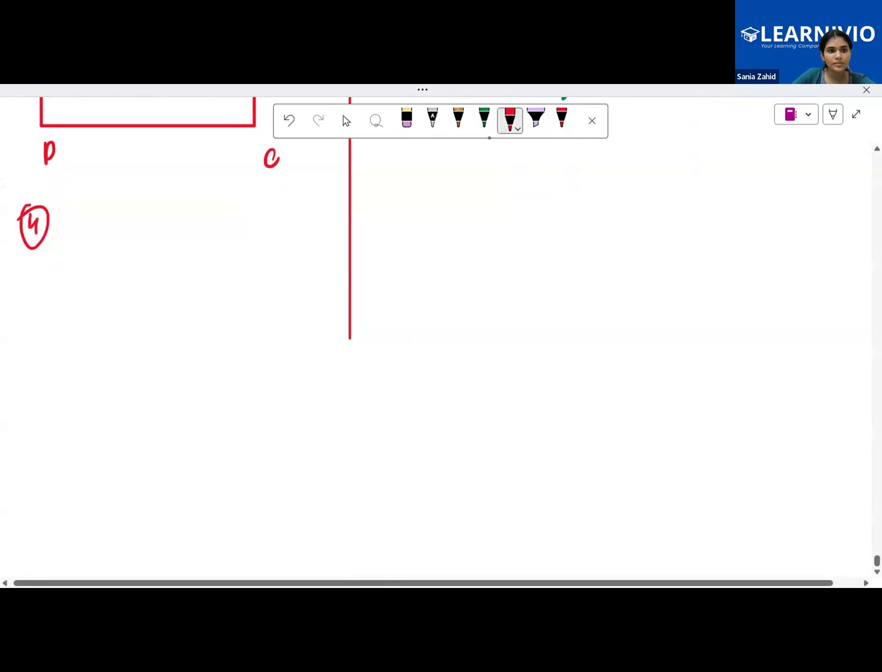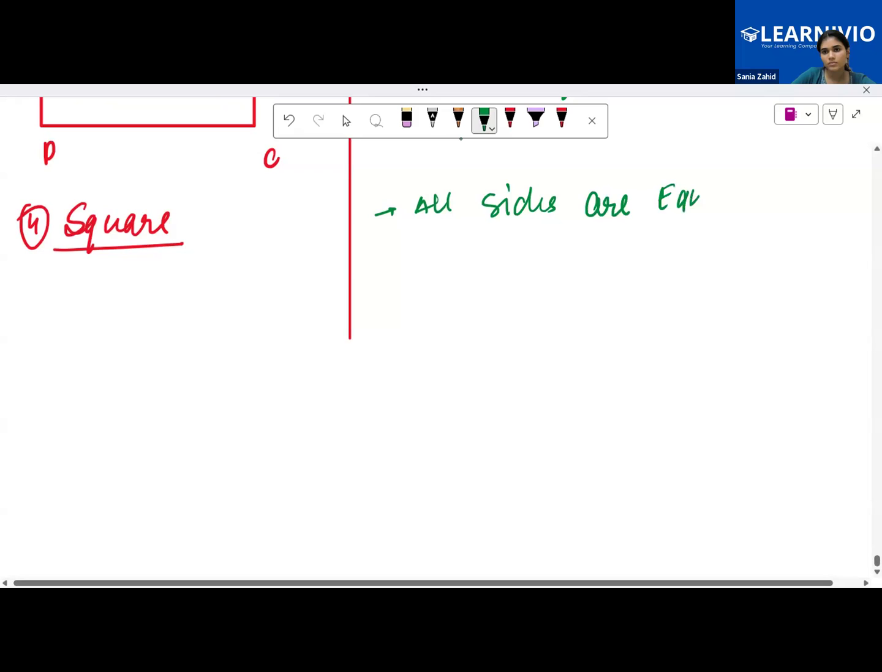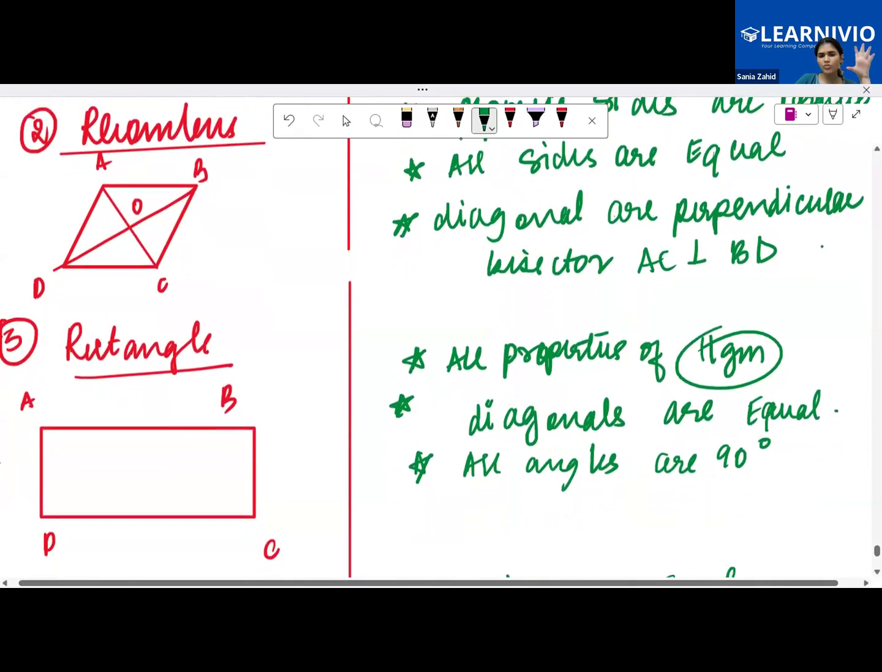Then next you have square. In a square, all sides are equal. All angles are equal. Diagonals are perpendicular to each other. First, tell me about sides. All sides, all angles are equal. Okay. Now listen, if I mix the properties of a parallelogram, rhombus, and rectangle, will I get the properties of a square?